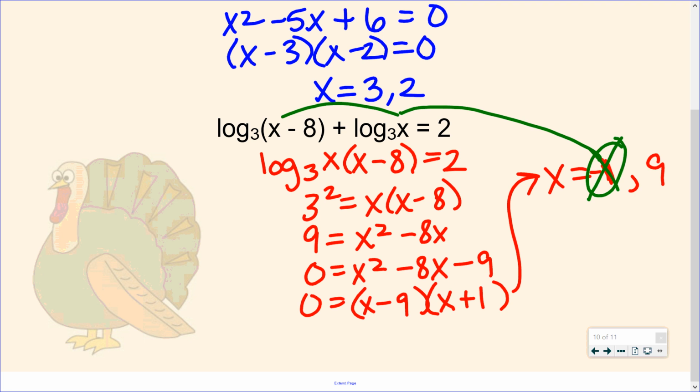Was that your question? Okay. So just make sure you check with those. And again, that's only going to happen with the log problems because those have domain restrictions. The exponential equations, you don't have to worry about that.